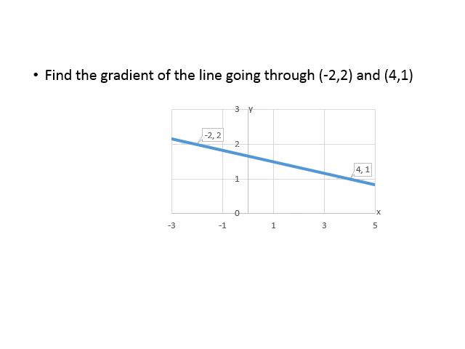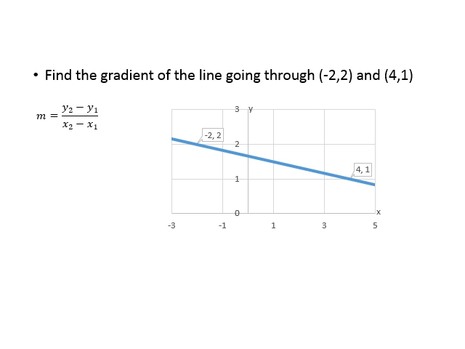Here's another example. Find the gradient of the line going through -2, 2 and 4, 1. There's no particular reason for this, but we normally say that the leftmost point is point 1 and the rightmost point is point 2. But if you want to reverse that, it's okay, you'll still end up with the same gradient.